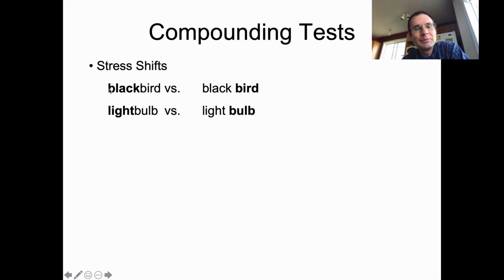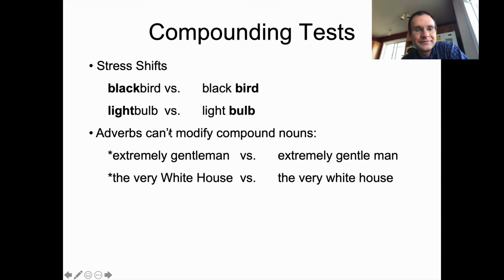So in light bulb and blackbird, we get stress on the first syllable in these compound words, but this is a whole phrase. This is an adjective followed by a noun, so we're stressing the nouns in these particular phrases. You can also kind of test this in some cases by trying to see if you can put an adverb in front of the compound noun. Because these phrases are an adjective followed by a noun, in theory you could have an adverb which modifies the meaning of this adjective and place it in front of the whole thing. But you can't do that if the whole thing is a noun, like blackbird, because adverbs don't modify nouns.